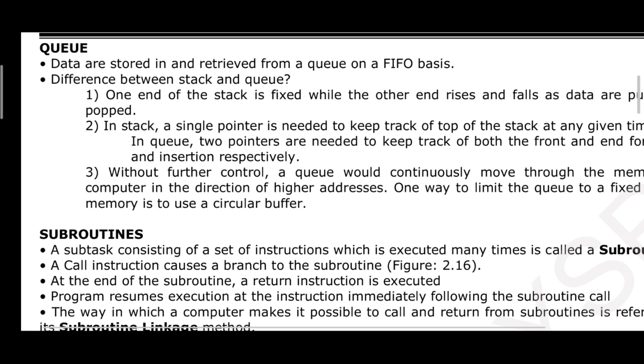So there are two ends. One is at last, another one is at front. The front end as well as the rear end are the two openings that a queue data structure will have. But a stack has got a single opening, only one door for exit as well as entry. That is one of the major differences between the stack and queue.